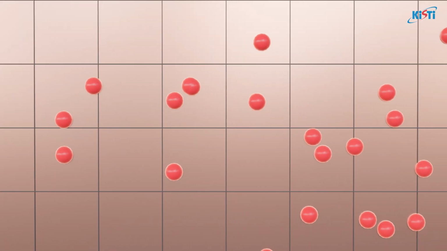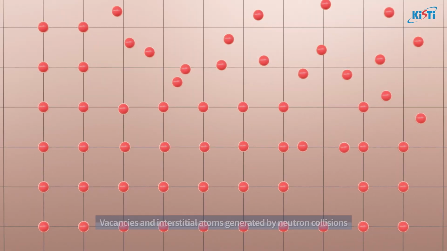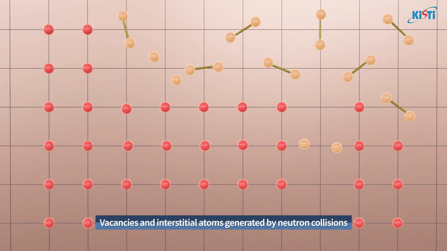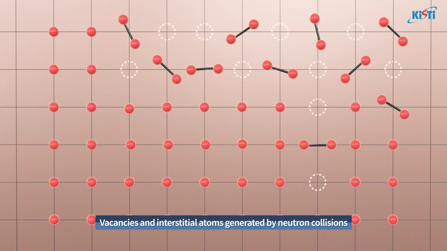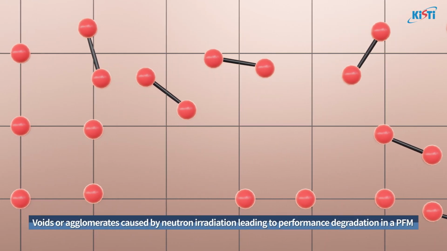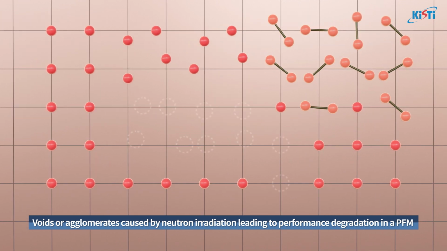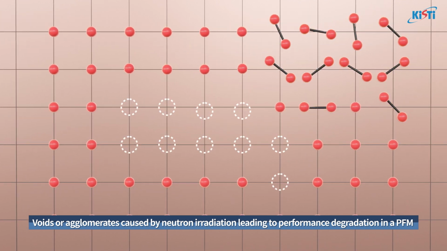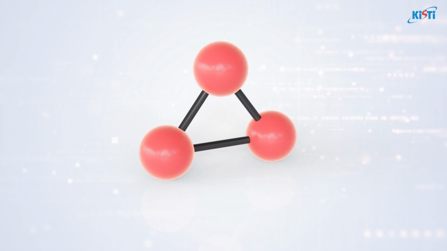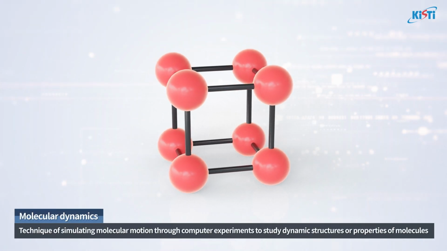As the temperature drops, most atoms return to their lattice positions, but some become trapped in between lattice points, becoming interstitial atoms or creating vacancies. Voids or agglomerates formed by the accumulation of such defects are the causes of performance degradation in a PFM. Researchers have analyzed this defect formation process using molecular dynamics.